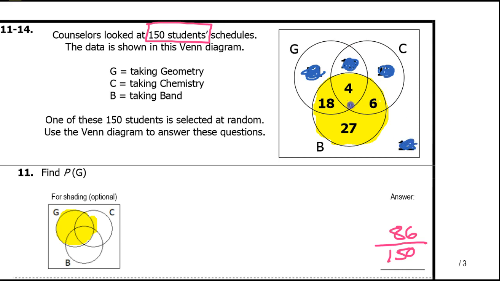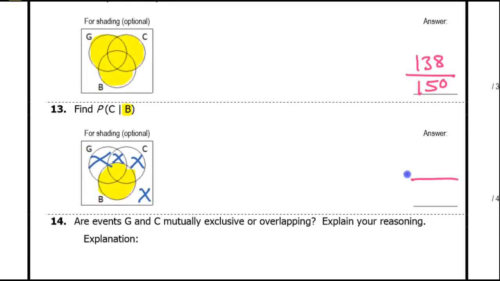So this is the new total. That would be 30, 45, 50. So this total here is 50. That'll be my new total. Instead of 150, it'll just be 50.